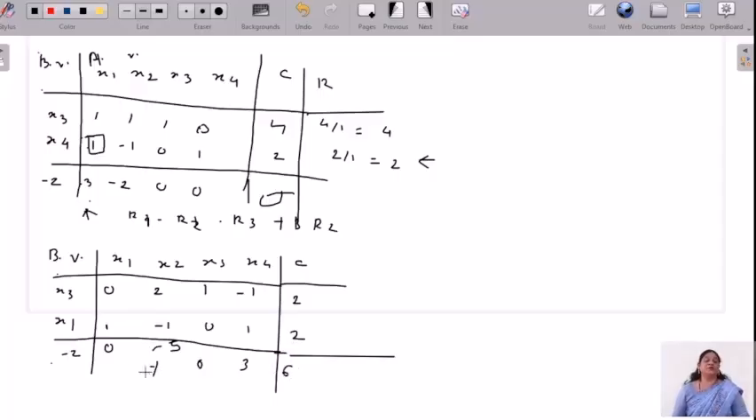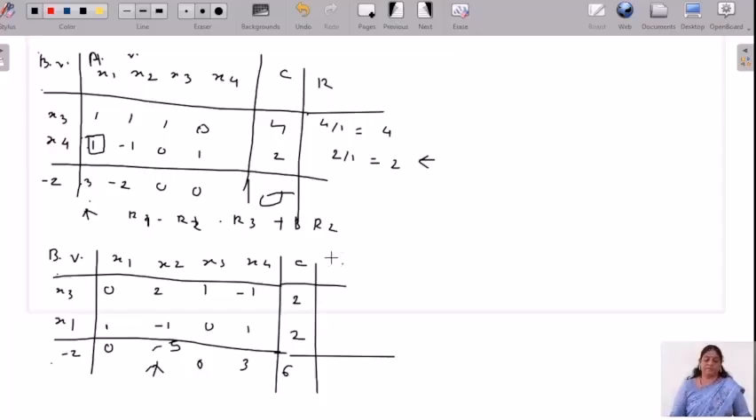Now, not all Cj are greater than or equal to 0. If all your Cj are greater than or equal to 0, then the solution is optimal. But here not all Cj are greater than or equal to 0. Therefore minus 5 is the minimum. Again consider the ratio.